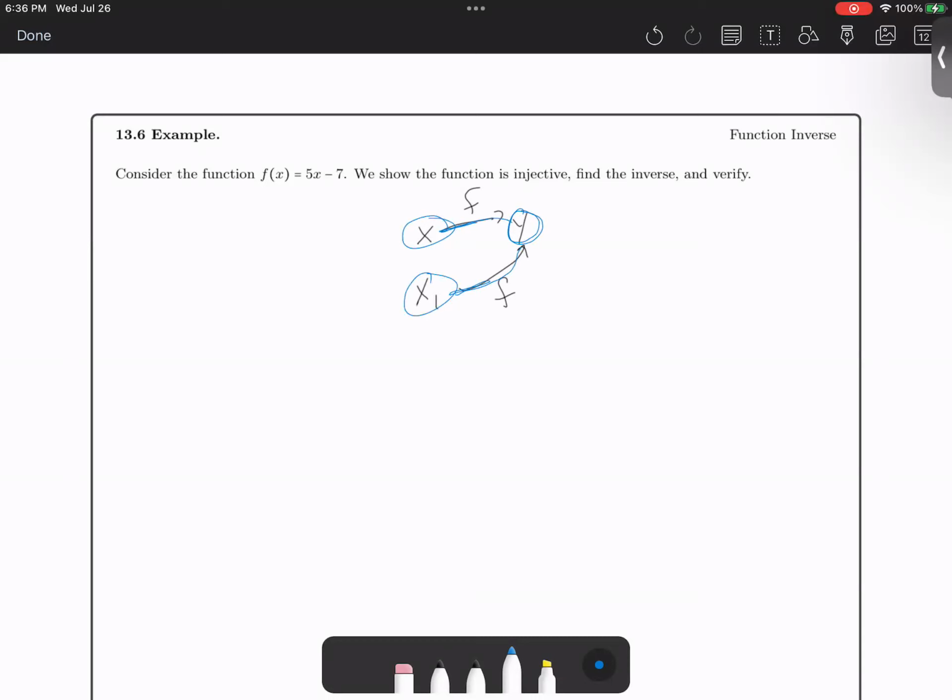And that would not be a function because I can't split up that y value. So I wouldn't be able to go back in that direction. I wouldn't be able to create an inverse. But if it is injective, then every input has a unique output, and I can create an inverse.